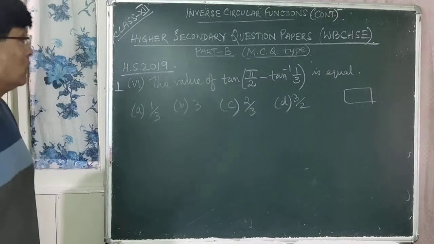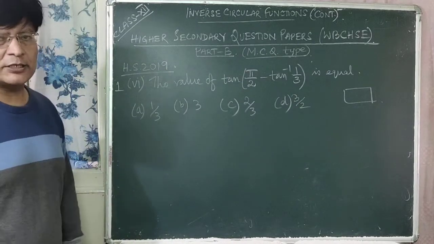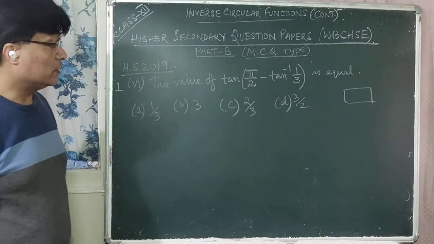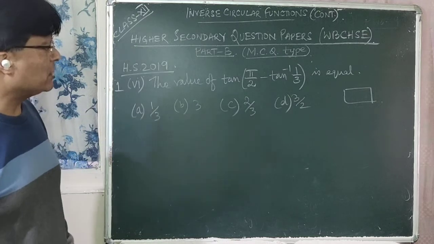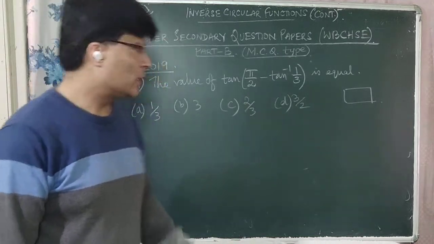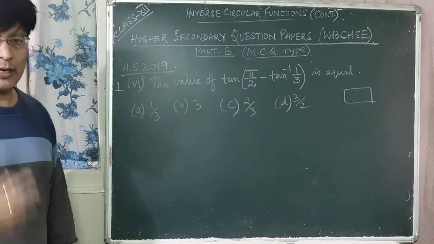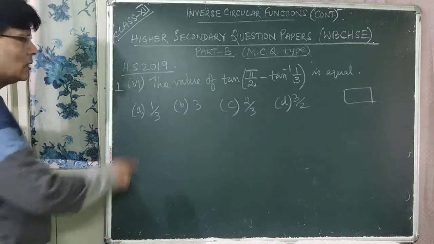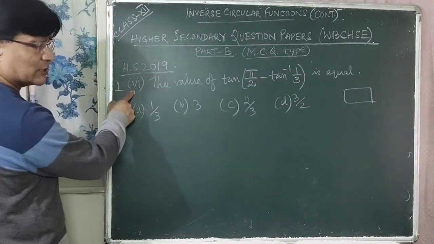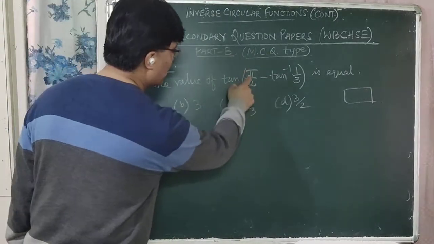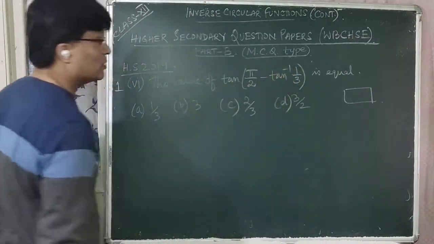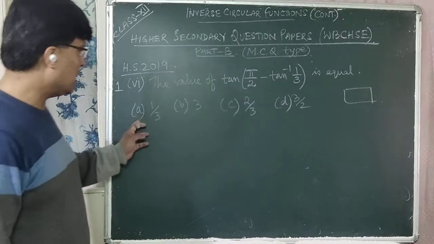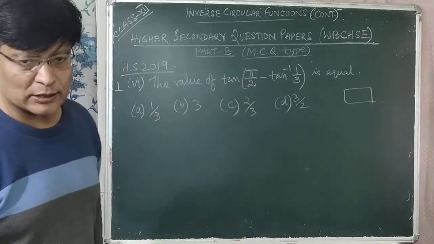And now we will do a question from Higher Secondary 2019. This is Part B, MCQ type, multiple choice question type. This question also carries 1 mark. The question is HS 2019, number 6: the value of tan(pi by 2 minus tan inverse 1/3) is equal to A, B, C or D. Which one is correct? You have to write it.